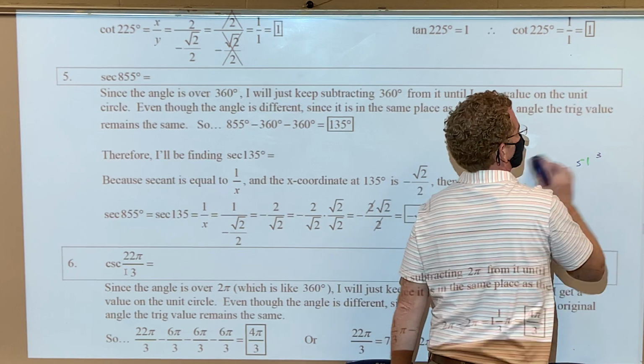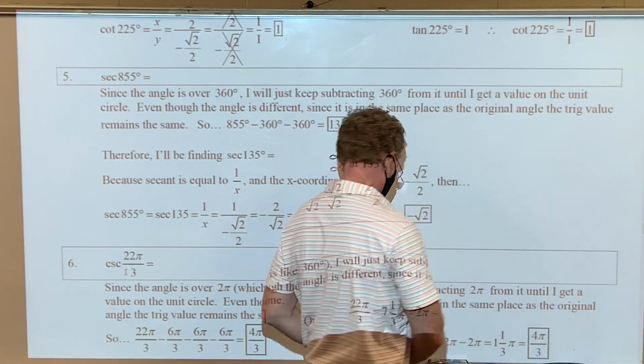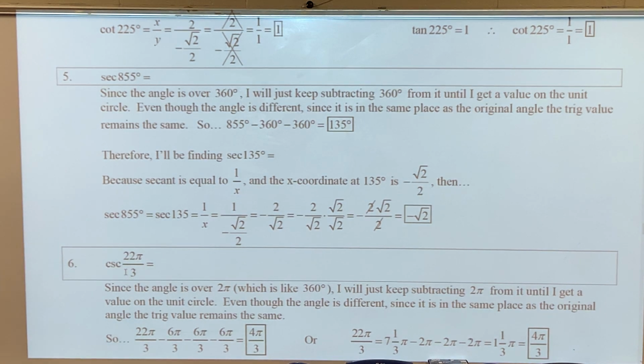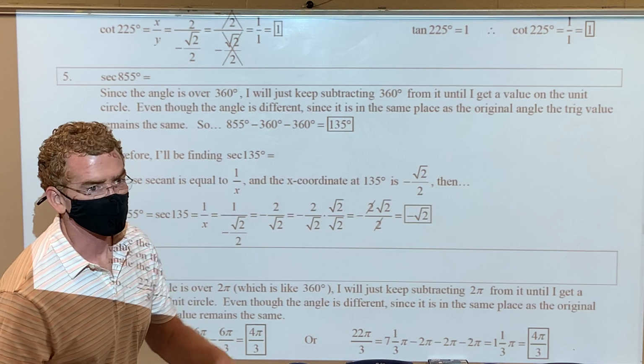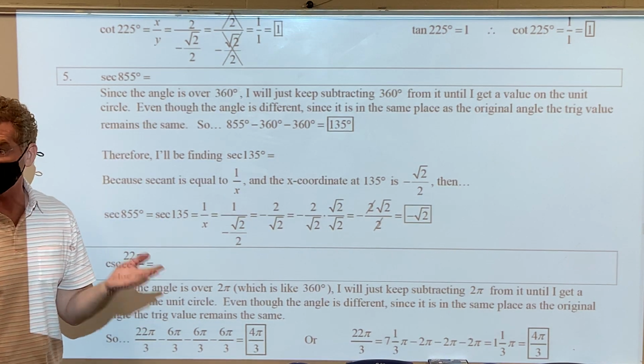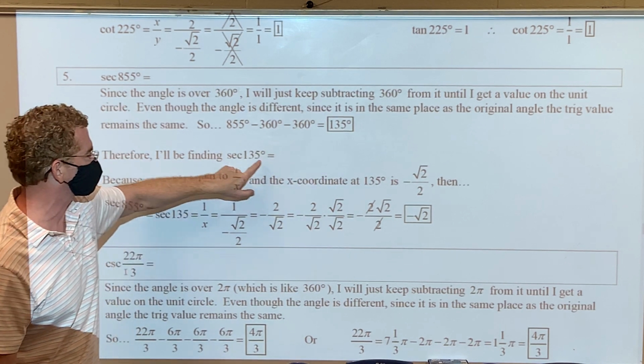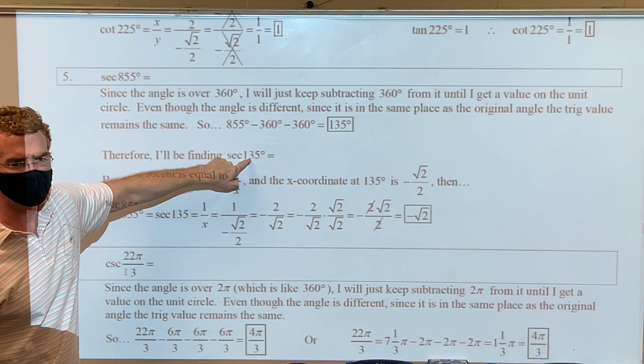And subtracting 360, how does that become helpful? What happens when I subtract 360? I'm finding a what? A coterminal angle. And even though that's a different angle, the trig function of it will be the same, so I can use it. So I'm going to subtract 360 a couple times and get it to something usable. And then I'm going to go to 135.